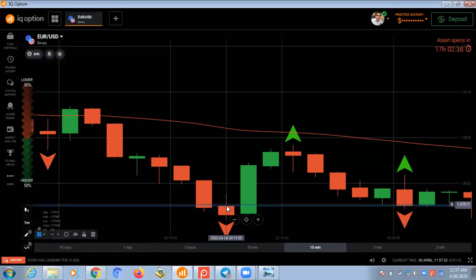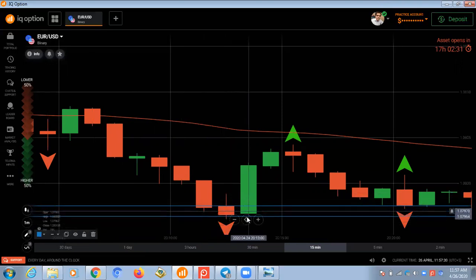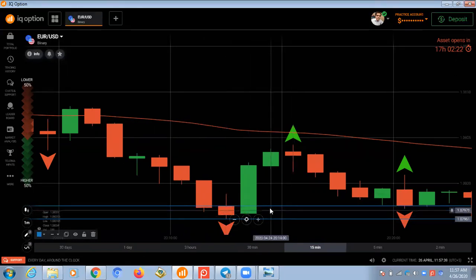A breakout is happening here, and the next level is here. So now I can say this is the zone of buyers. Buyers started from this level and broke out at this level. It means this completes the zone, the demand zone.